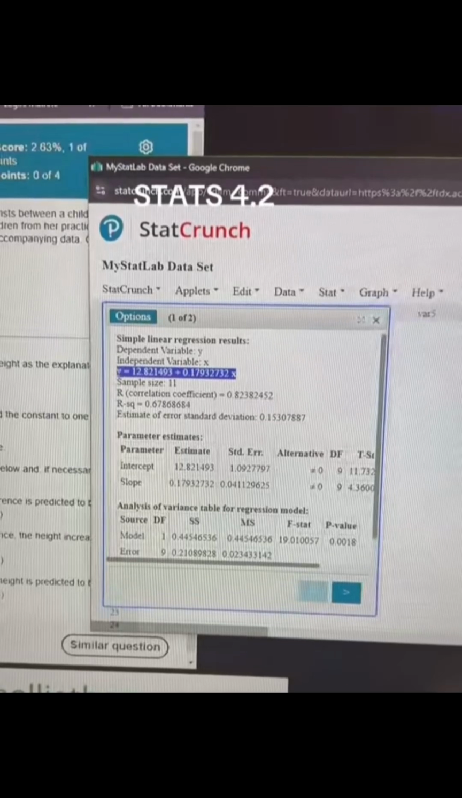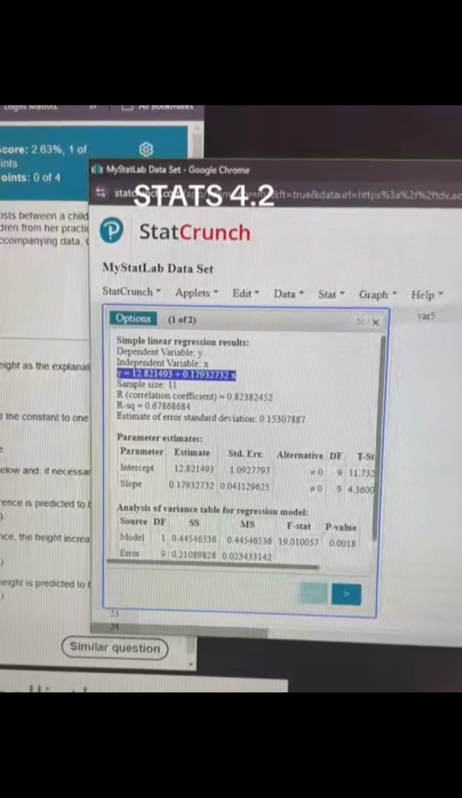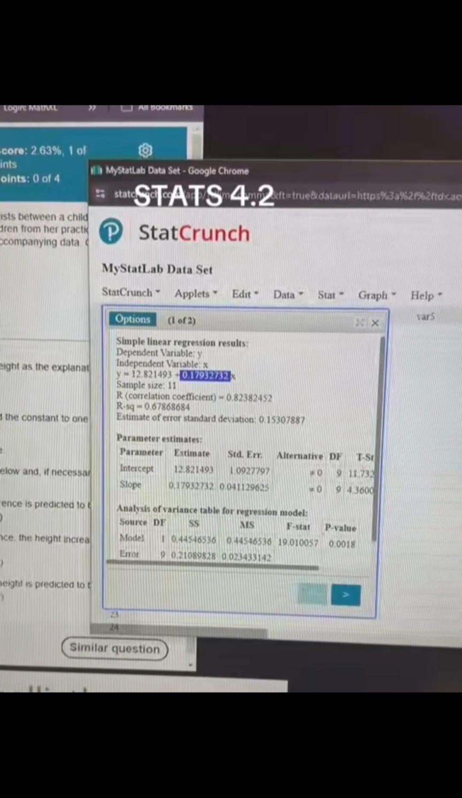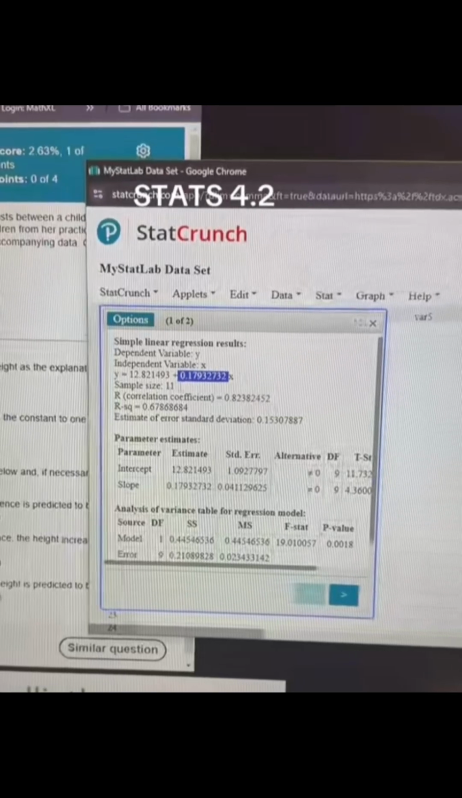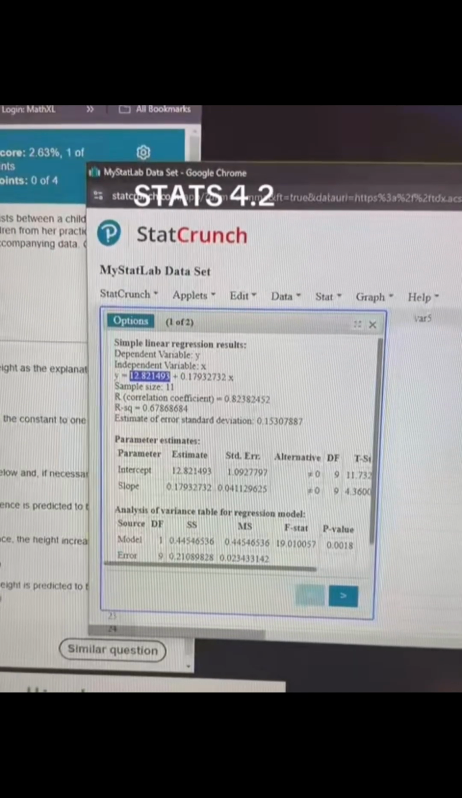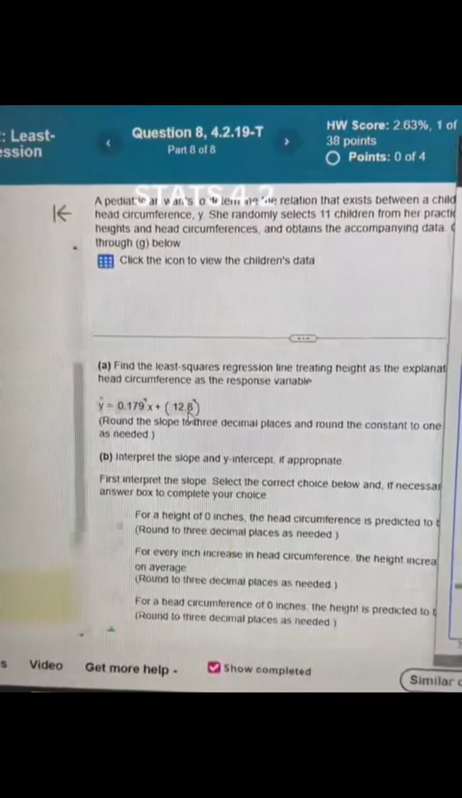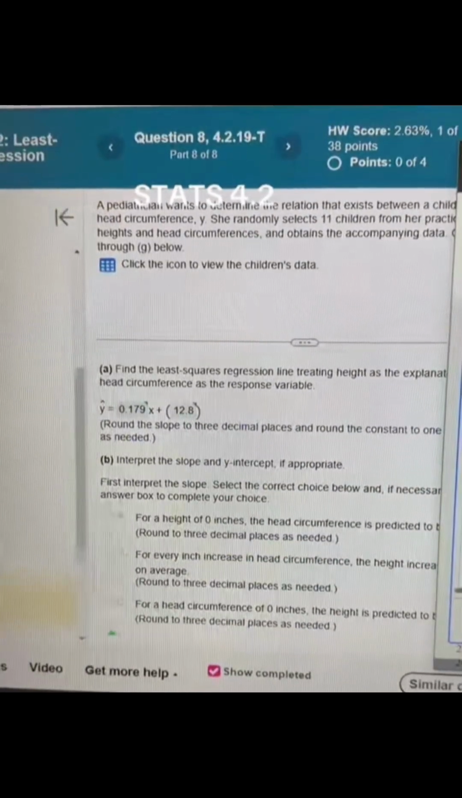So it's reading it Y equals the constant plus blank X. So the X term goes first with 3 decimal places, 0.179. And then the Y, this constant, goes last, and you only round it to 1 decimal place. And you get 0.179 plus 12.8.